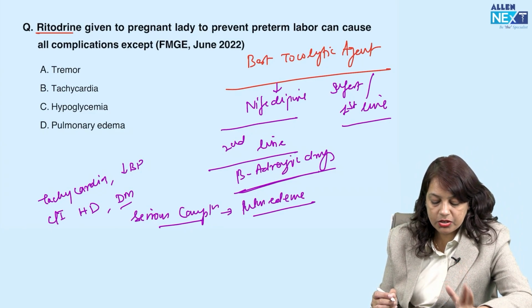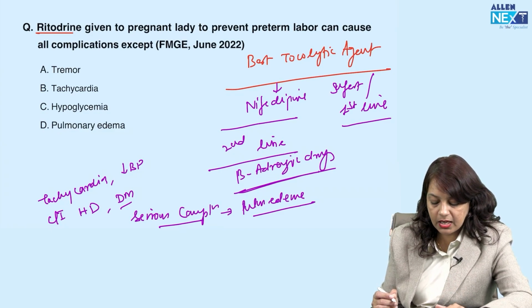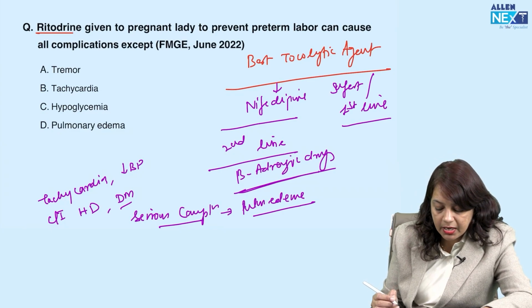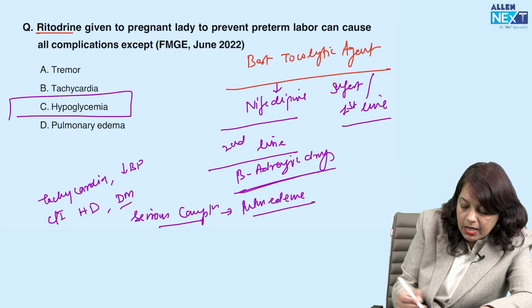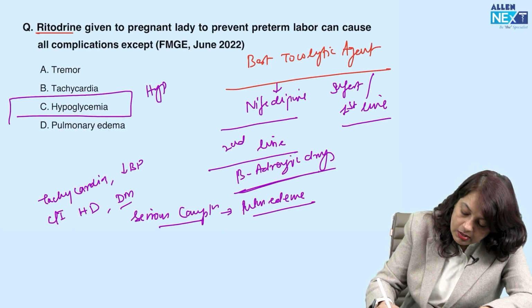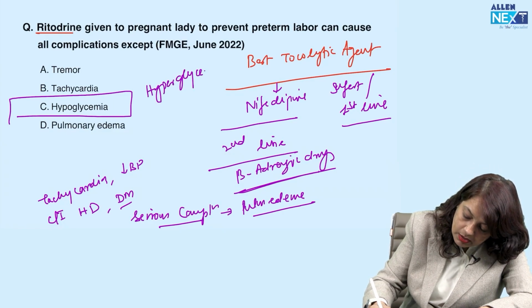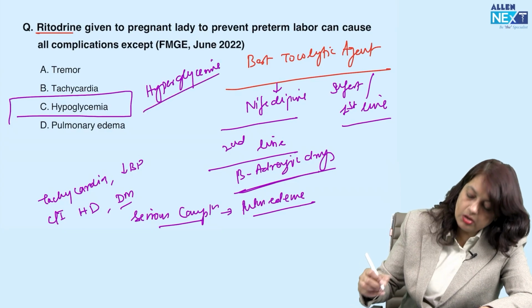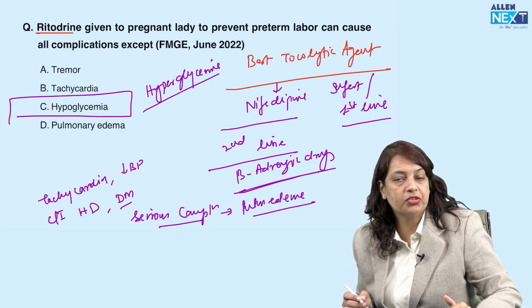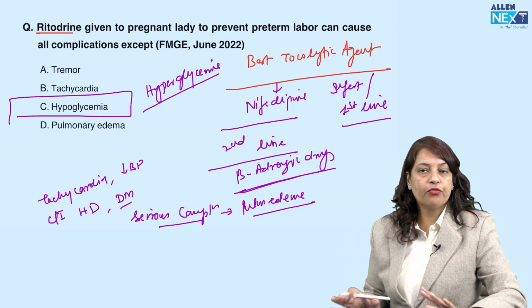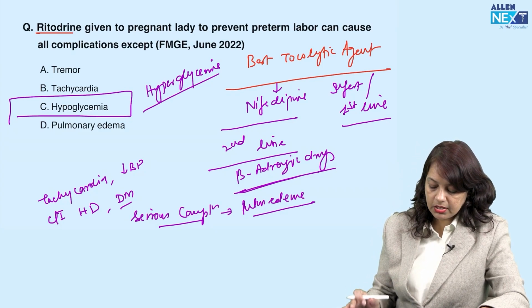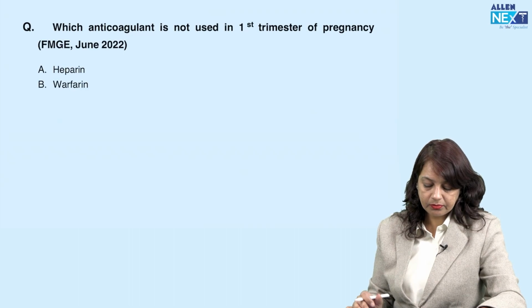So, beta adrenergic drugs, the side effects can be tremor, tachycardia, hypotension, and serious side effects can be pulmonary edema, but they never cause hypoglycemia, rather, they cause hyperglycemia. Now, why they cause hyperglycemia? Because the beta adrenergic drugs are steroids, and steroids affect the carbohydrate metabolism. Okay, so this I have already explained.